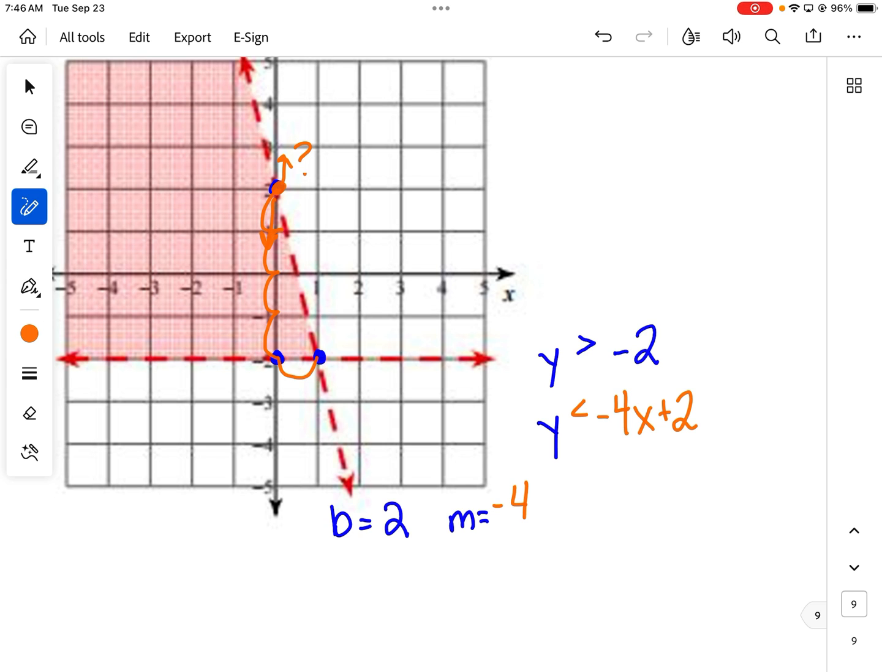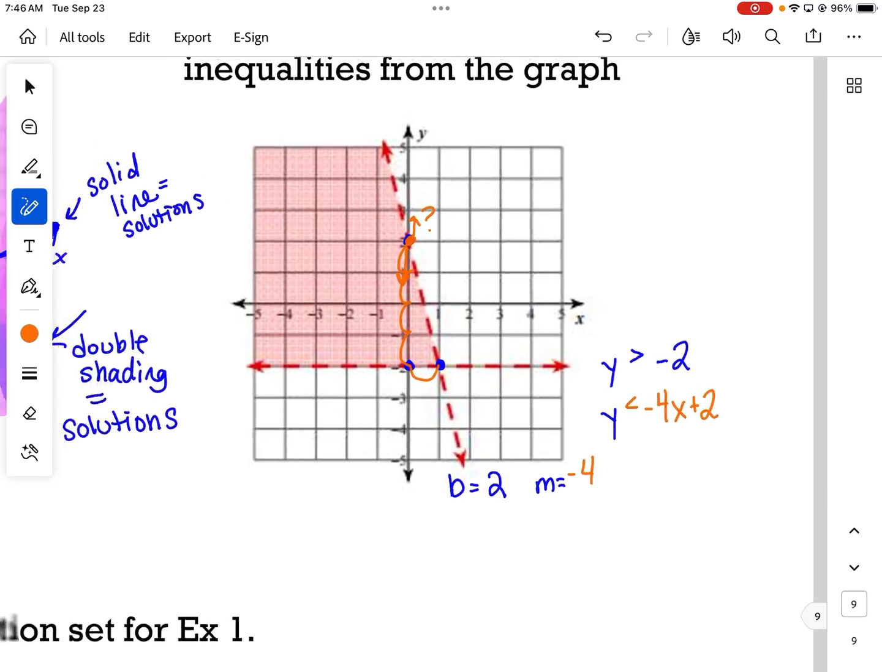Okay, we can graph these in our calculator. We can graph it in Desmos. Desmos won't graph inequality. It won't graph the shading, but it'll graph the lines so you can see their intersection point.